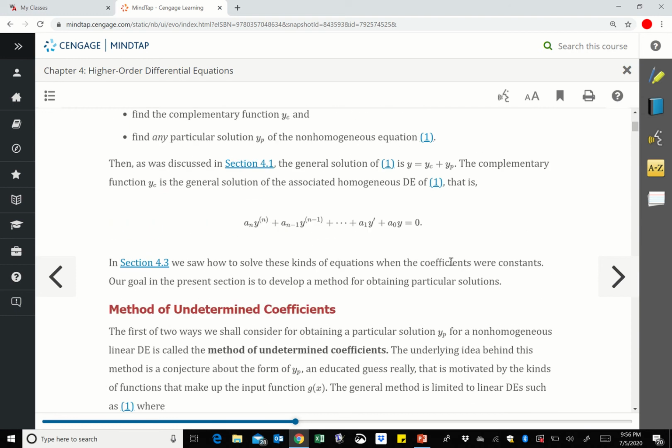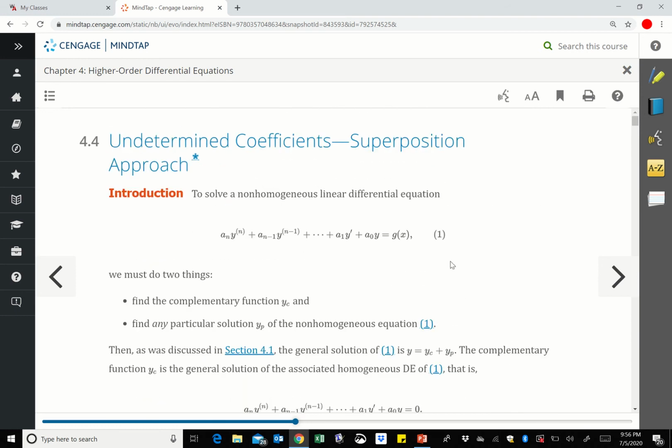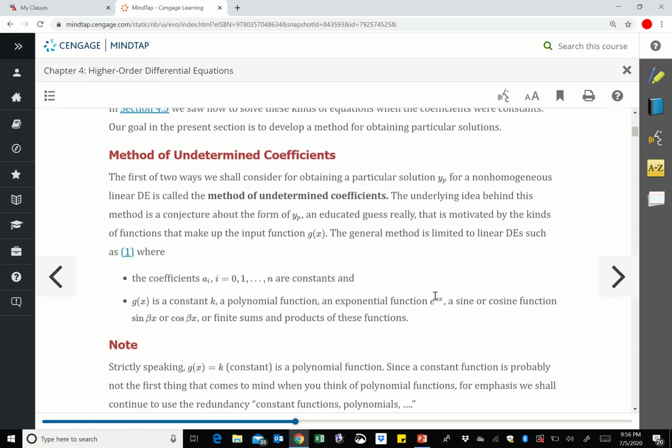There will be two different methods for solving for y sub p. In 4.4, we're going to use what's called the superposition approach, or undetermined coefficients. And then when we turn our attention to section 4.5, we'll take a slightly different approach, which is referred to as the annihilator approach.